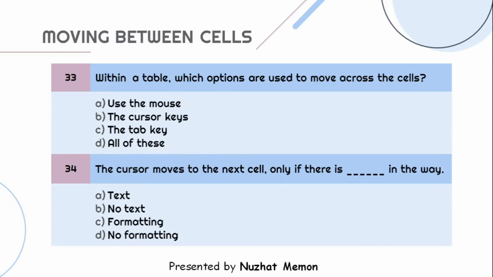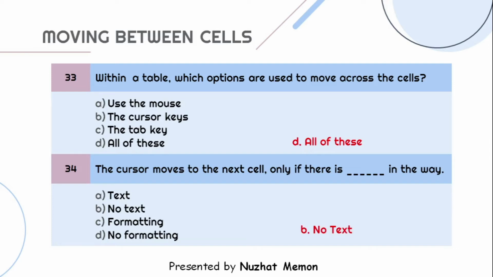Let's move to our 33 question. Now here we start our concept, that is moving between the cells. So within a table, which options are used to move across the cells? So there are three options. First is use the mouse. Second, use the cursor keys. That means on the keypad, the cursor keys up, down, left and right, all those arrow keys are given. You can use them also, or you can go for tab key also. And 34, the cursor moves to the next cell only if there is no text in the way.